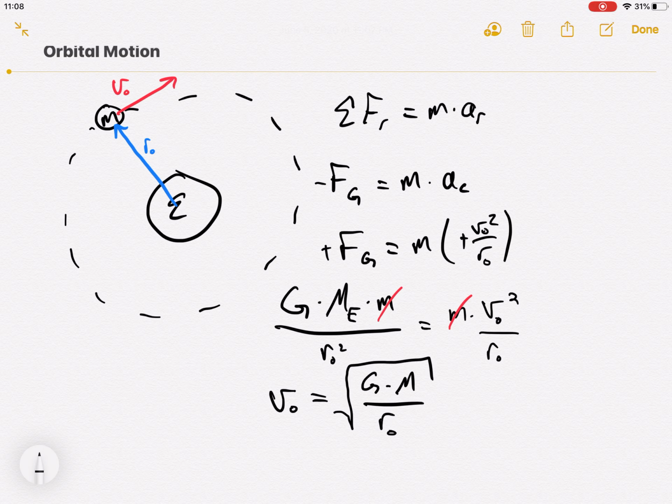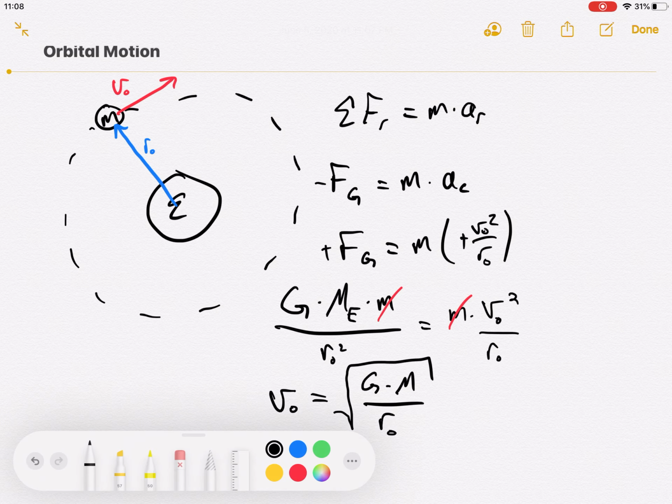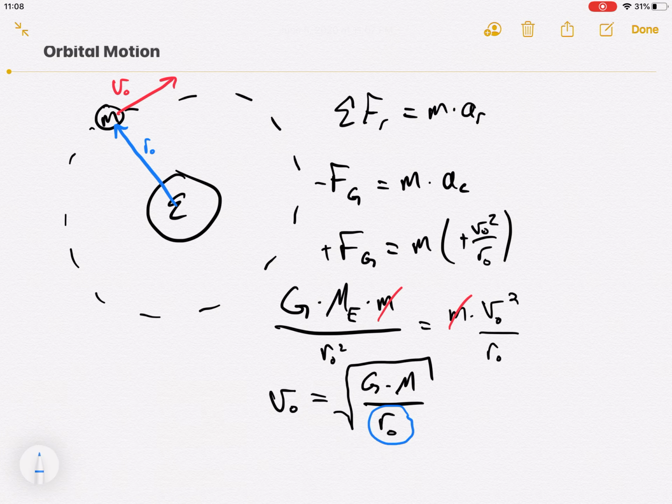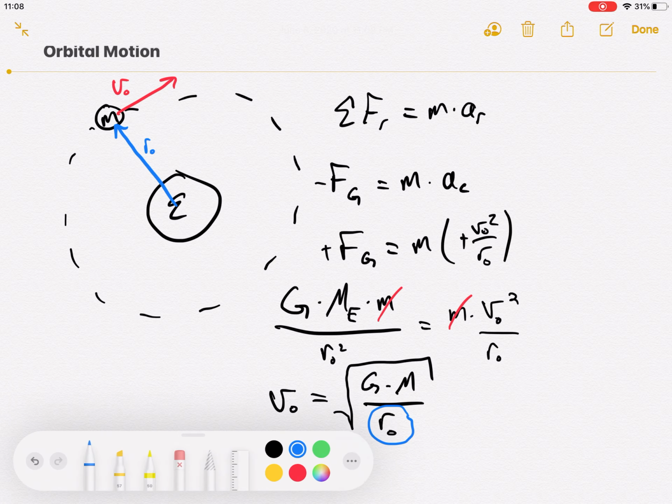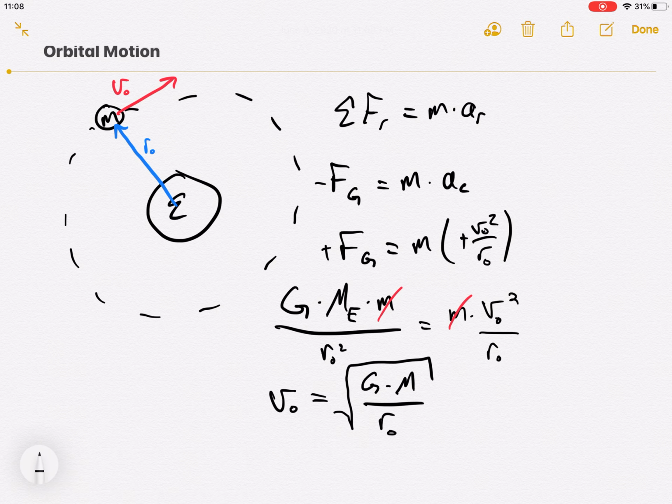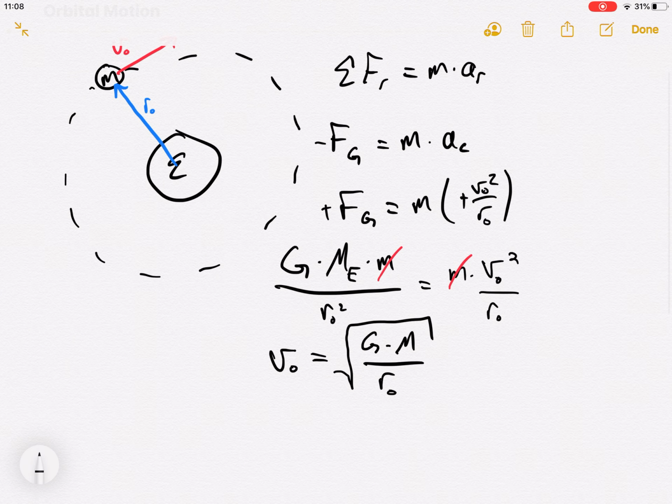The other thing to take note of here is downstairs, again, is an r. That r is not the radius of the planet, that is the radius of the orbit. And that's an easy thing to screw up, so just be aware. The other thing I can do here is I can calculate an orbital period.